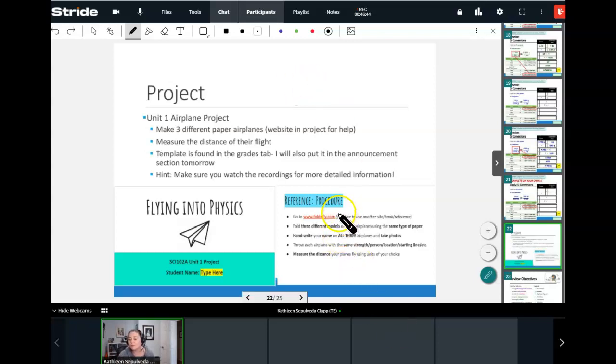Here is a great website if you wanted to have some help with the 3 different paper airplanes. Make sure you keep with the same paper. If you're using binder paper or printer paper, stick with three sheets of the same paper, but 3 different airplanes. Again, all the steps are on the recording step by step, and they will be on your announcements tab or in your grades tab tomorrow.